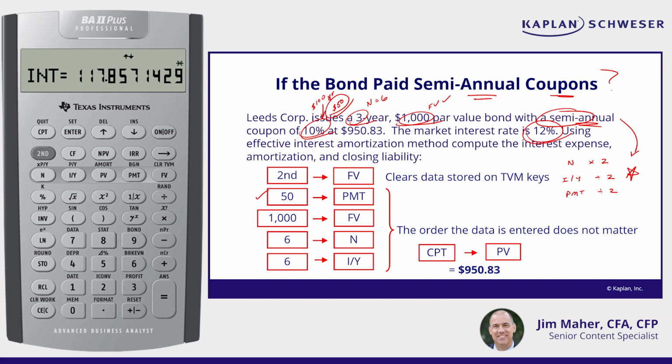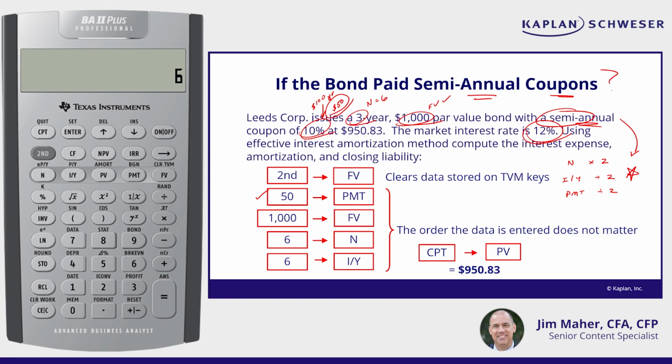So let's go over here to our calculator once again, and we're going to go second. I'm going to go down here and clear everything out. Now we're going to clear out our time value of money keys, and we're going to enter our information again, and order doesn't matter, as you are probably aware at this time. You go $50 for your payment. Let's do $1,000 for our redemption or future value.